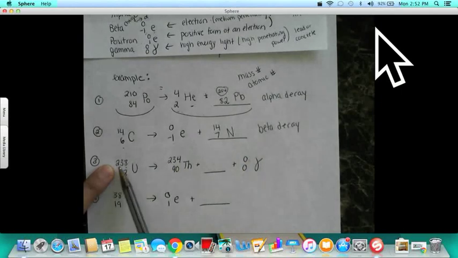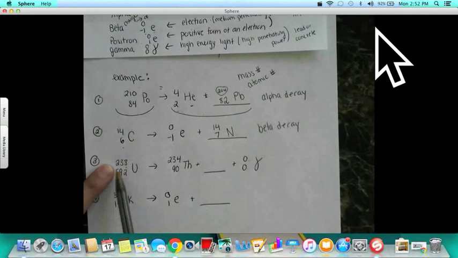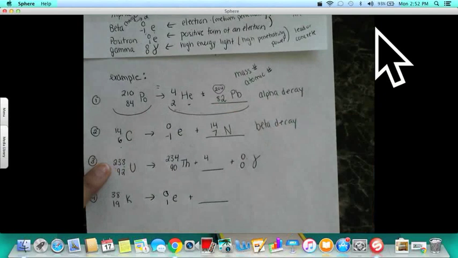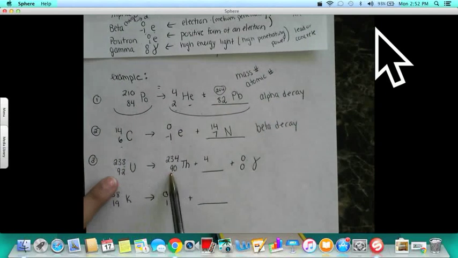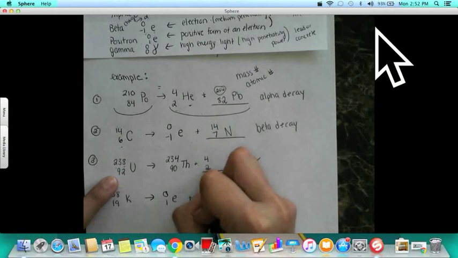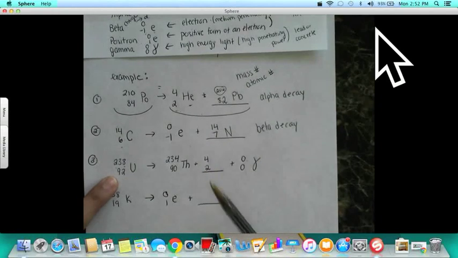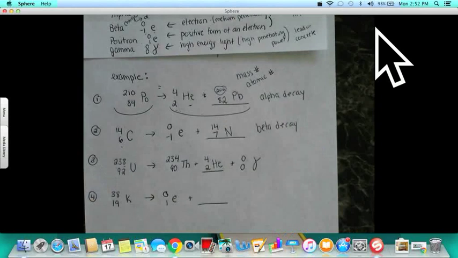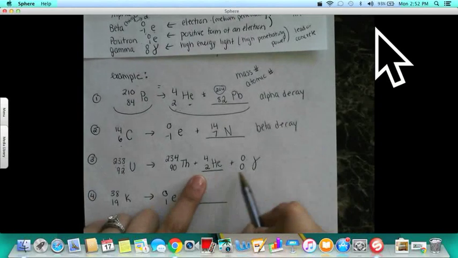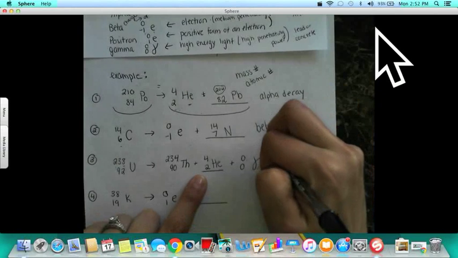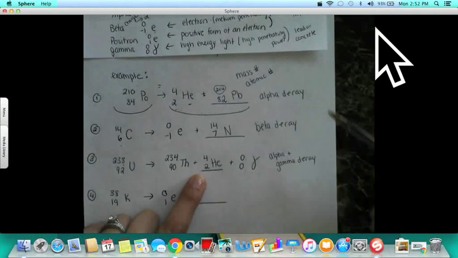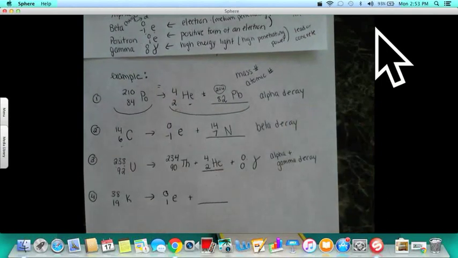So 234 plus 0 is 234, and we can set our different sides equal to each other. So 238 minus 234 is going to give us 4 as our missing piece. And then here we have 92 is equal to 90 plus 0, so our missing piece would be 2. Now, 4, 2 should ring a bell in our brain, and that is our alpha particle. So we write He next to it. So for this one, we actually have 2 nuclear particles. So this would be alpha and gamma decay. In order for something to be decay, one of these particles has to be on the product side.